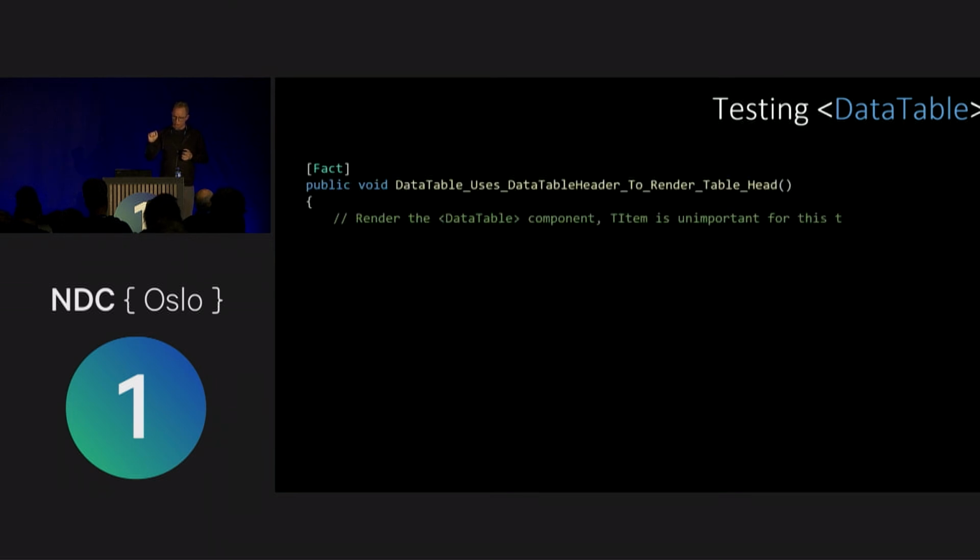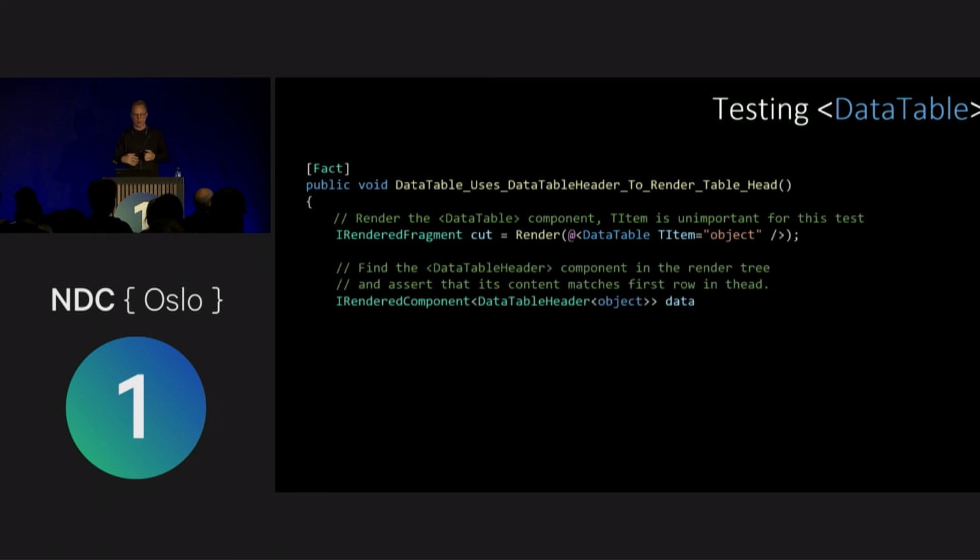Now, the next thing we would want to do is to test how the data table uses the data table header component and that it does the right thing, puts it in the right place, because that's important, right? So again, we have the same render command, but when you think about it, there's two trees that are the outcome of rendering a Blazor component. There's the DOM tree, the markup that's produced, that's a tree in itself, and then we have the component tree on the other side that contains the hierarchy of components that has been built.